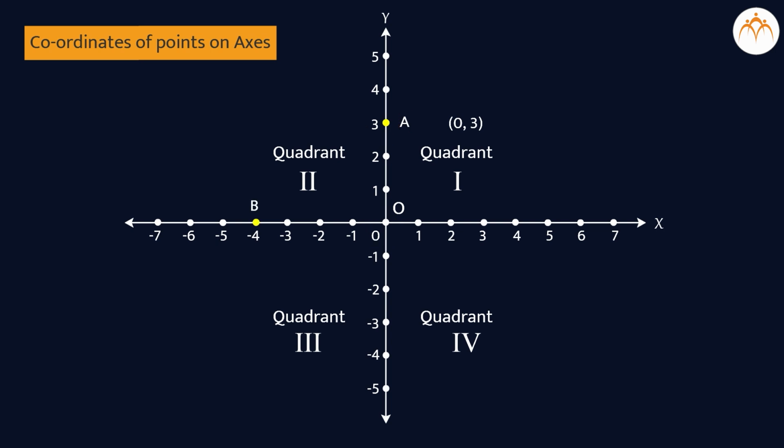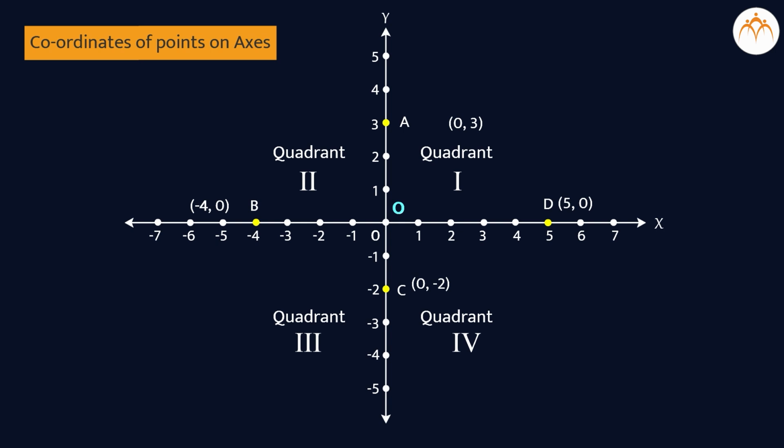Similarly, point B is on the x-axis. Its distance from the y-axis is 4 units to the left of O, so its x-coordinate is -4. Its distance from the x-axis is 0, so its y-coordinate is 0. The coordinates of point B are (-4, 0). Similarly, point C has coordinates (0, -2), and point D has coordinates (5, 0).